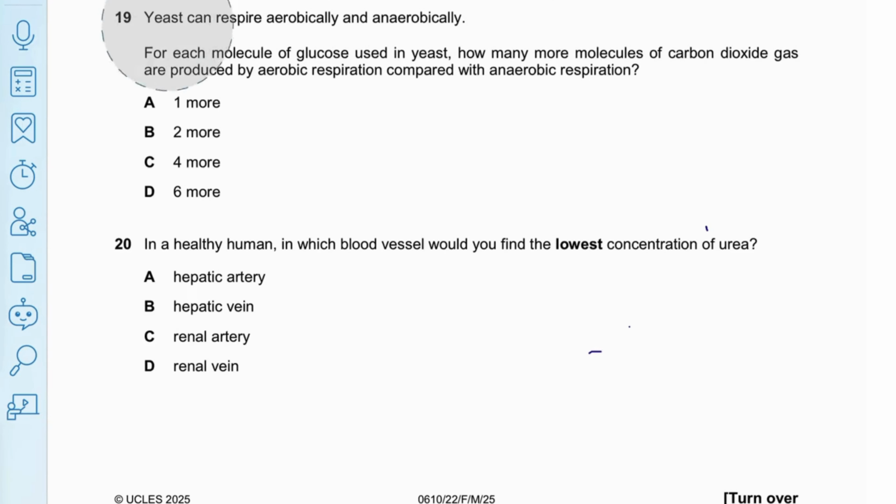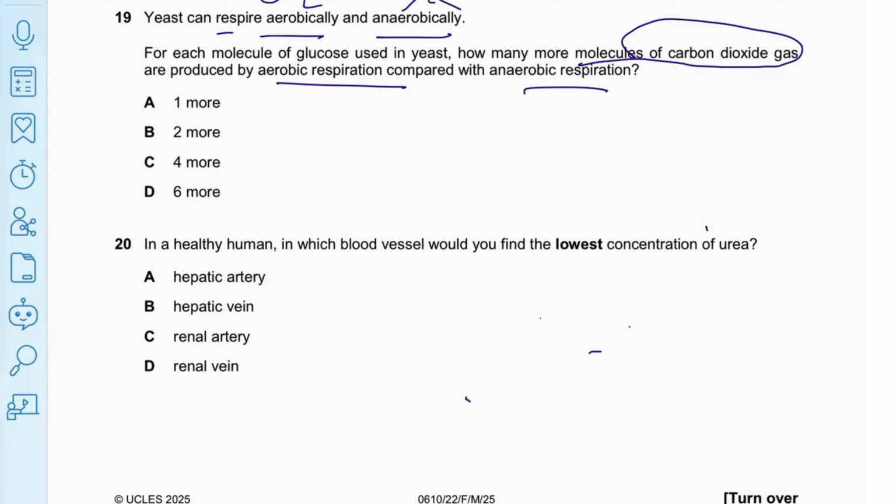Question 19. Yeast can respire aerobically and anaerobically. Aerobically in the presence of oxygen, and anaerobically in the absence of oxygen. For each molecule of glucose used in yeast, how many more carbon dioxide molecules are produced by aerobic compared with anaerobic? Let's remember the aerobic respiration equation. C6H12O6 plus 6O2 gives me what?